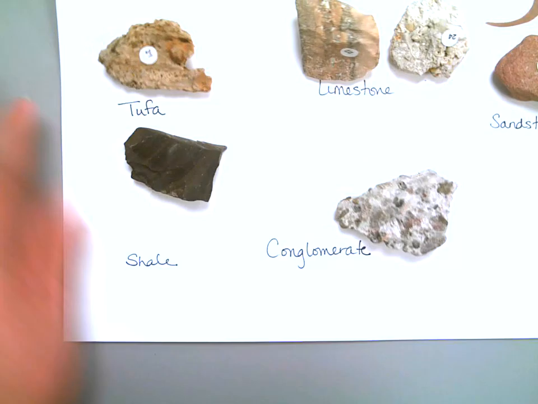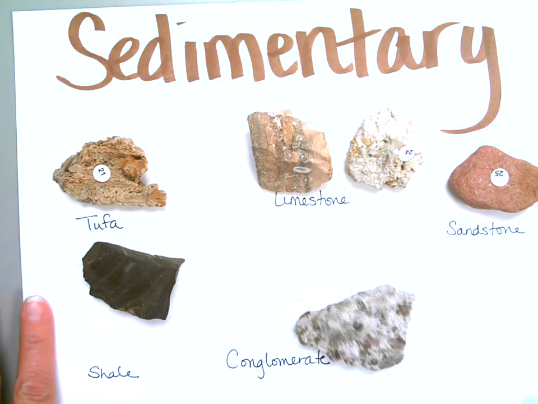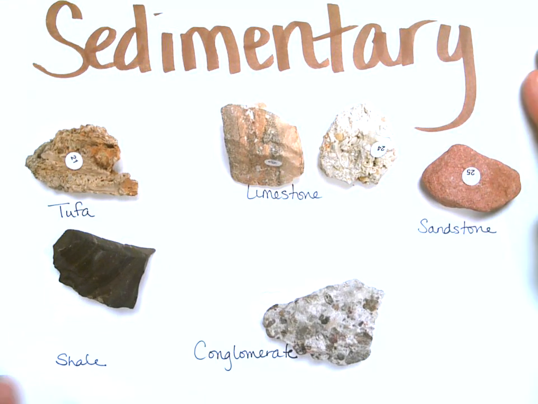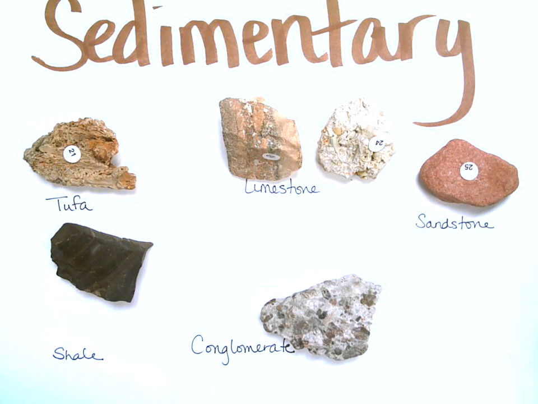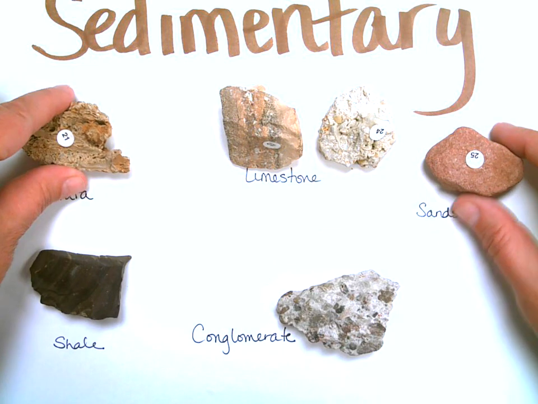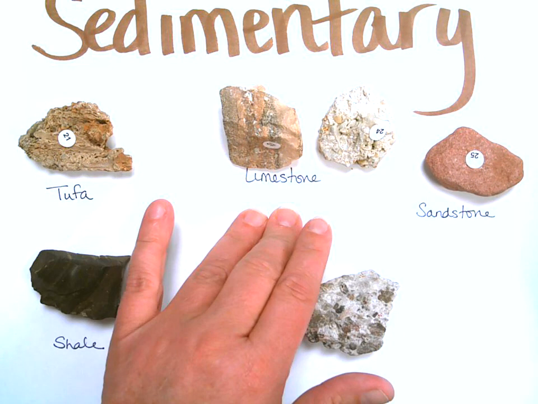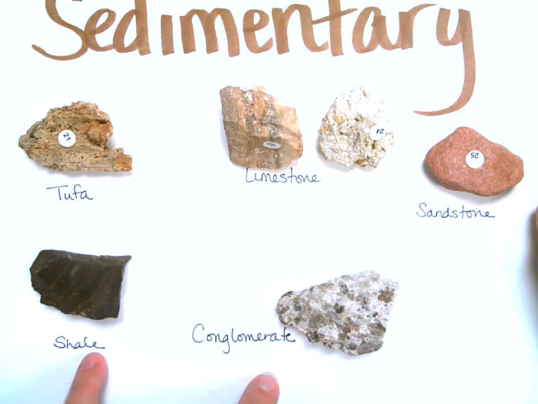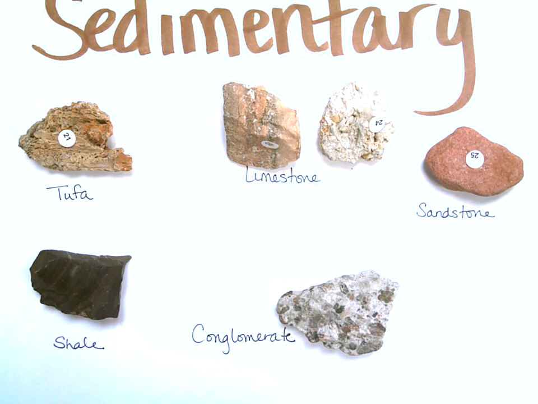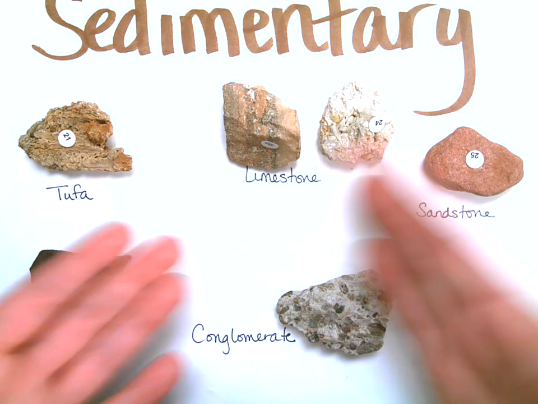So the sedimentary rocks, I wrote it in brown because when I think of sedimentary rocks, I think of things like sand and dirt, clay, those types of materials. So sedimentary rocks are a class of rocks, and there are some examples here. There's tufa, limestone, sandstone, shale, and conglomerate. So the sedimentary rocks are formed by bigger materials being eroded down into smaller materials. And then when they're put under pressure and compacted, they form a rock.